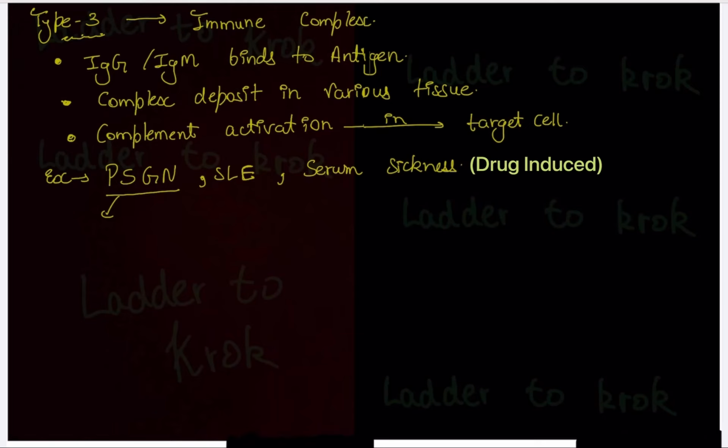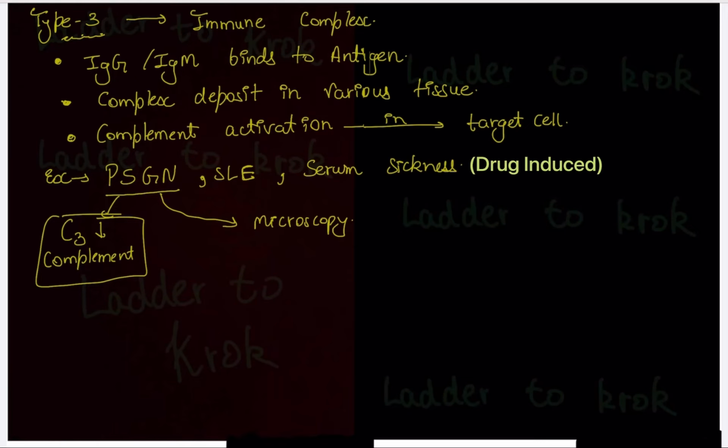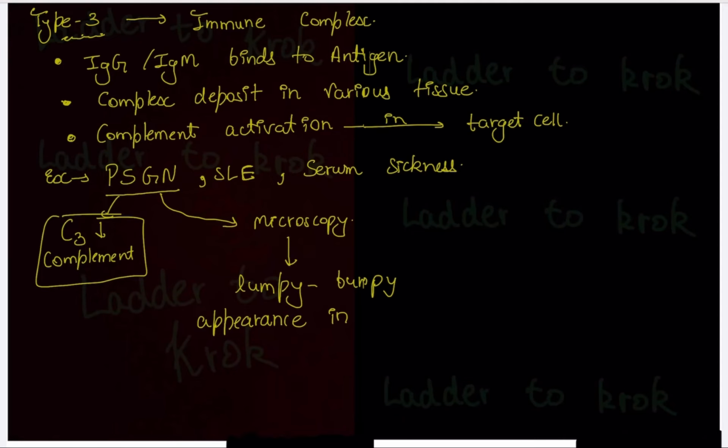Then post streptococcal glomerulonephritis, what is this PSGN? In this, there is a decrease of C3 complement. And if you see the microscopic image of your kidney, microscopy or polar microscopy, what you will find is a lumpy, bumpy appearance in the kidney basement membrane. So whenever there is involvement of the basement membrane in glomerulus or kidney, we will see this lumpy-bumpy appearance in kidney.